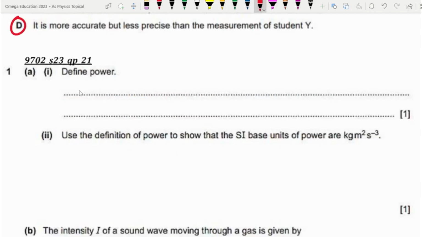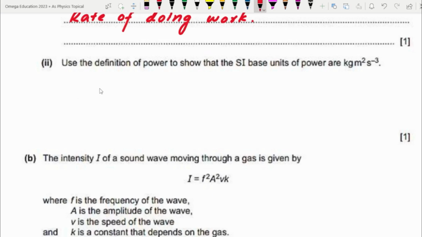Here we have this question: define power. We can define power in an easy way: rate of doing work or rate of energy transfer. For 1 mark you can just write rate of doing work. Then we have the next one: use the definition of power to show that the SI base units of power are kg m² per cubic second. Power equals work done over time, and for work done you can find it separately by F into d, or just memorize the units of work done, which is kilogram meter square per second square, divided by seconds.